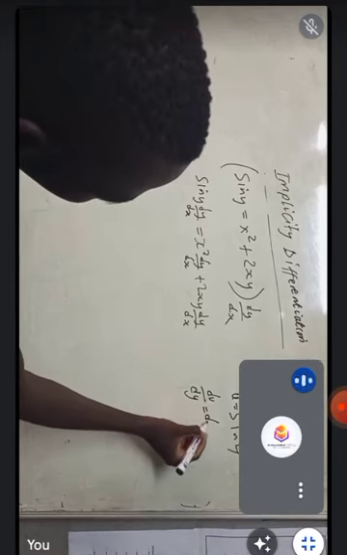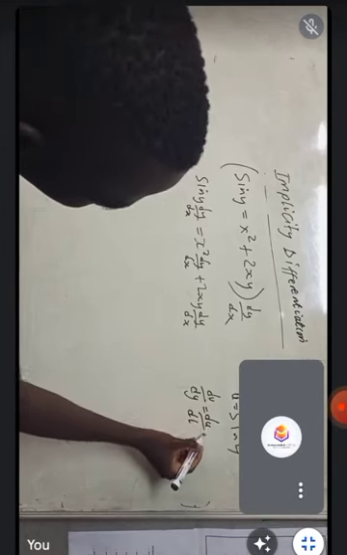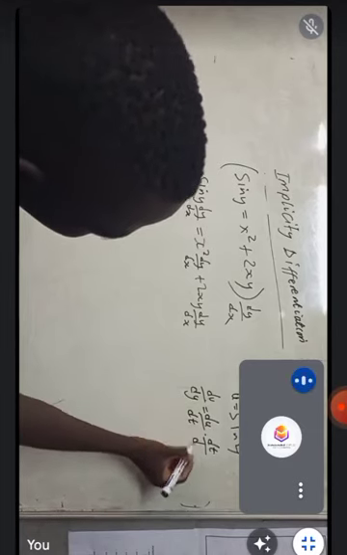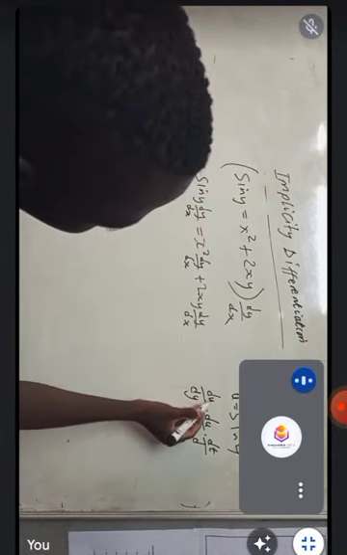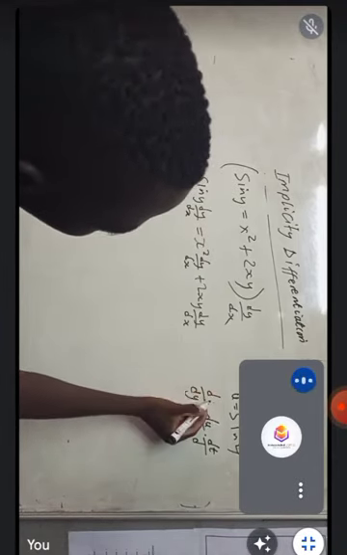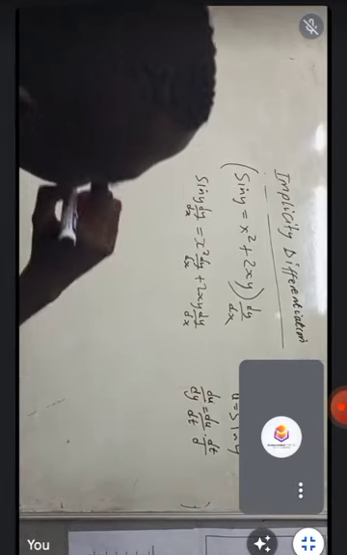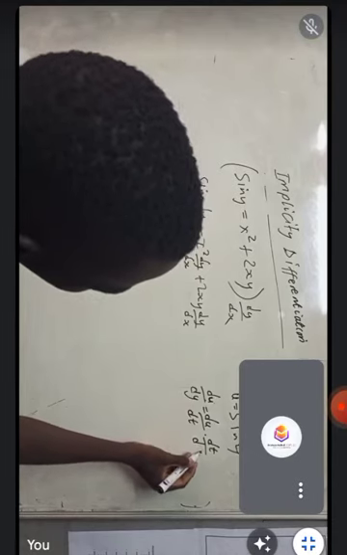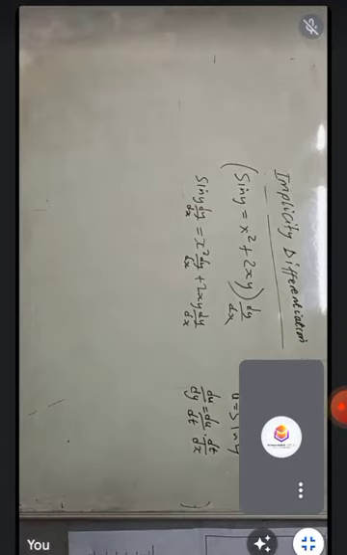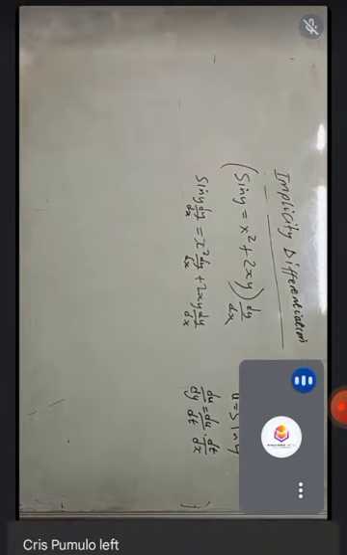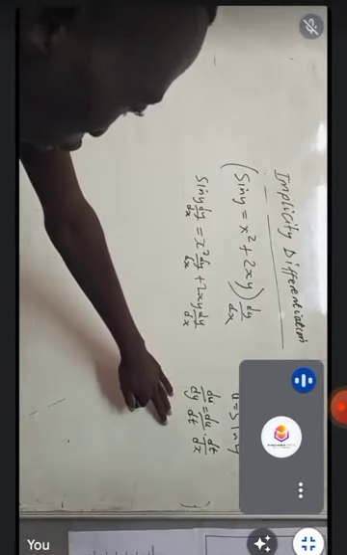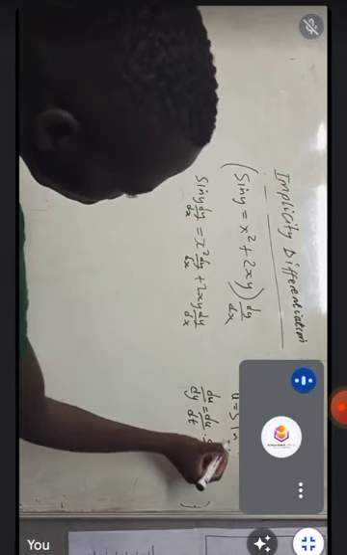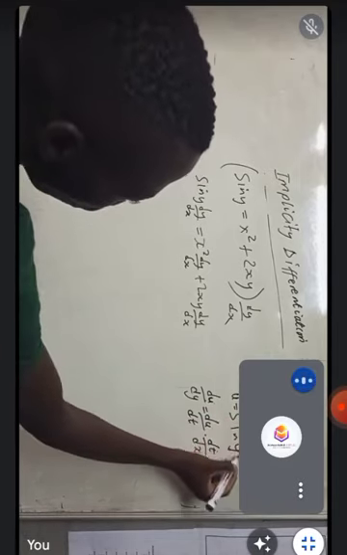Then you are going to have du over dt multiplied by dt over dx. So we have this is u. Since this is the formula for chain rule, what you are going to do is you are going to say let u equal to sine, where there's y, I would place t.